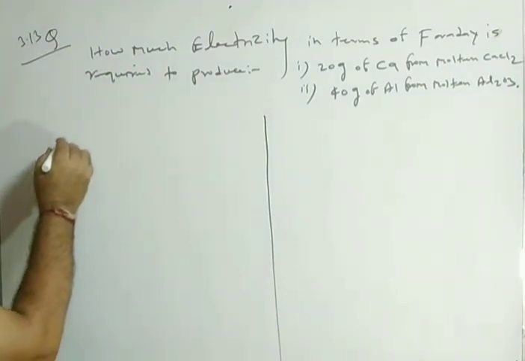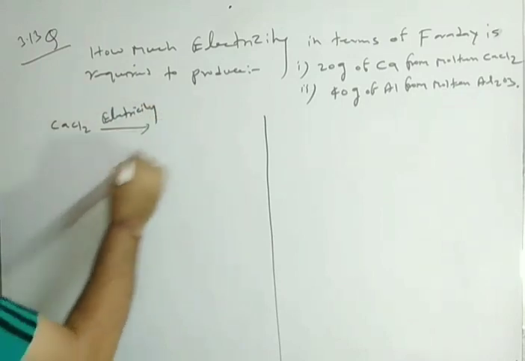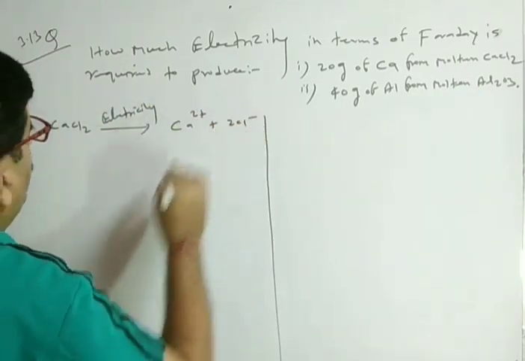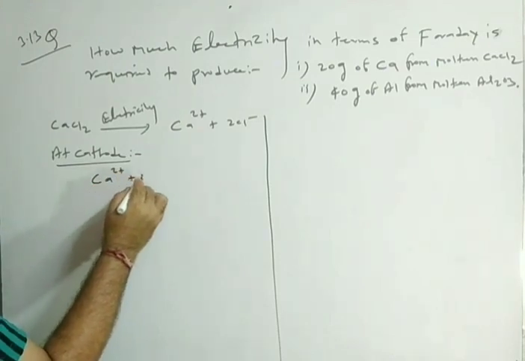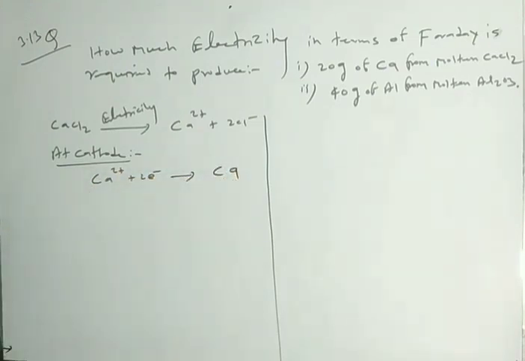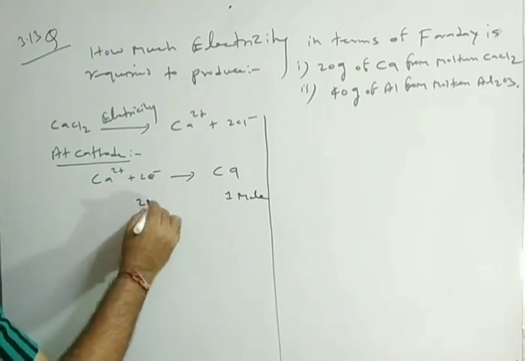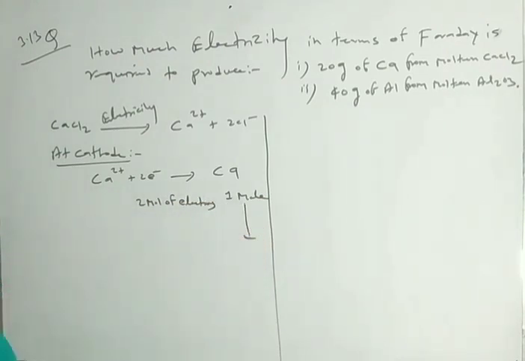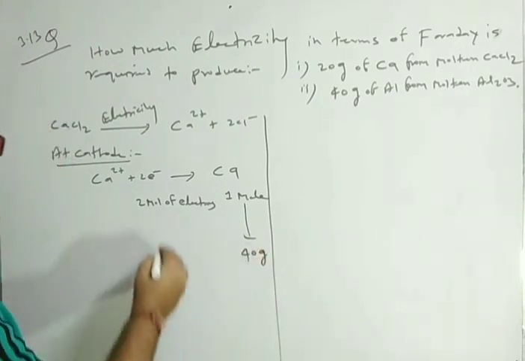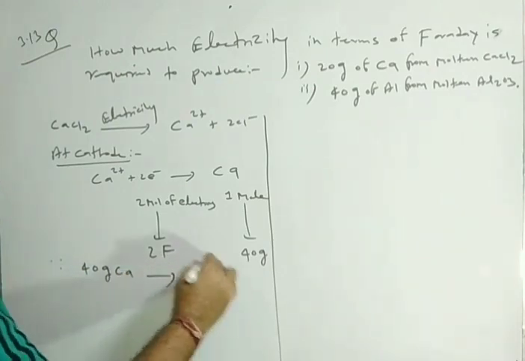From the first question, what can we write? CaCl2 is given. When electricity is supplied, it is converted into Ca2+ plus 2Cl-. At the cathode, Ca2+ accepts 2 electrons and is converted into what? Calcium. It is 1 mole, and it is given 2 mole of electrons. We know that 1 mole of calcium is equal to 40 gram. Here we can write what? 2 Faraday. So 40 gram calcium is obtained from 2 Faraday.